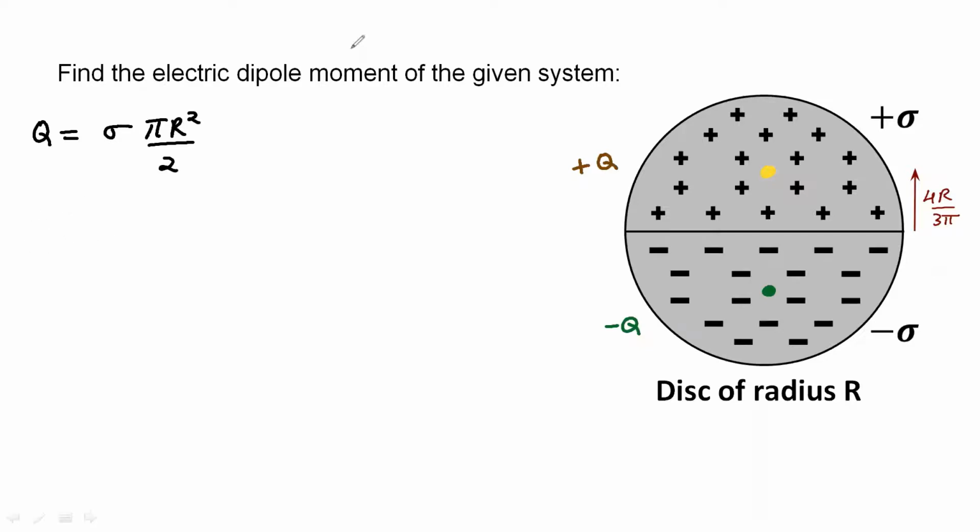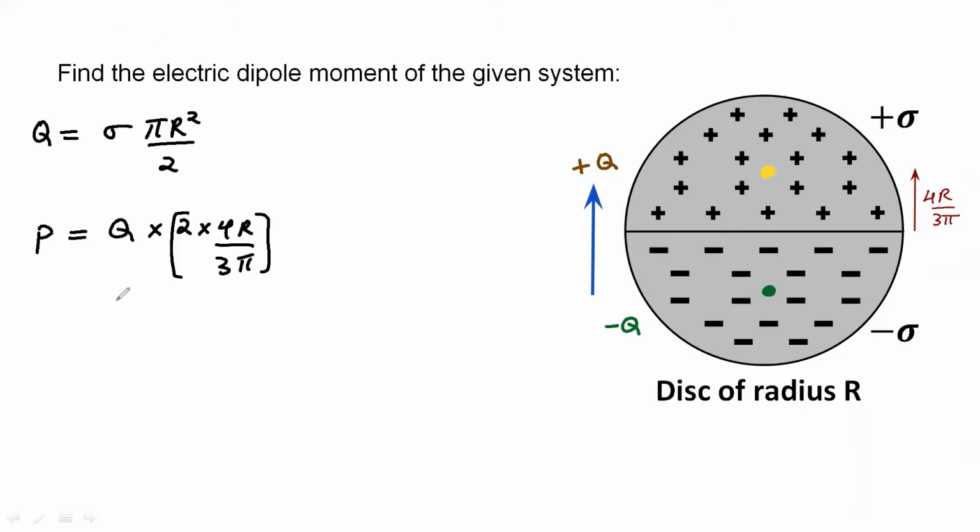So hence we can say that the dipole moment is simply q times 2 times 4r by 3 pi, because that's the distance between both the center of charges, positive and negative. And you can also see that the direction of this dipole moment would be upwards from negative to positive. All right.